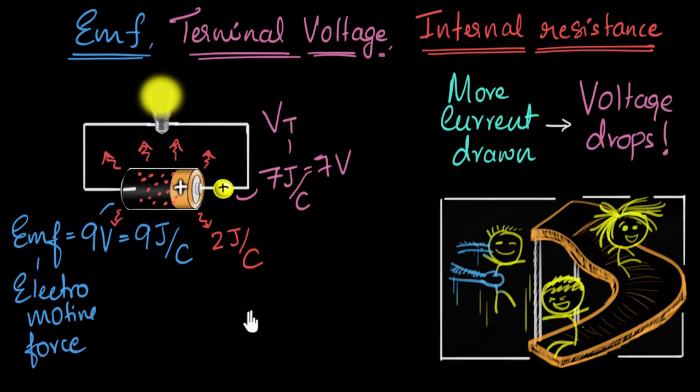So if you've understood this, I have a question for you. My question now is, what if we had the same battery with the same EMF, with the same chemistry inside, meaning the same internal resistance, but this time, what if we made the charge go faster through the battery? What will then be the terminal voltage? Would it be the same, 7 volt? Would it be more than 7 or less than 7? Can you pause the video and think about it?